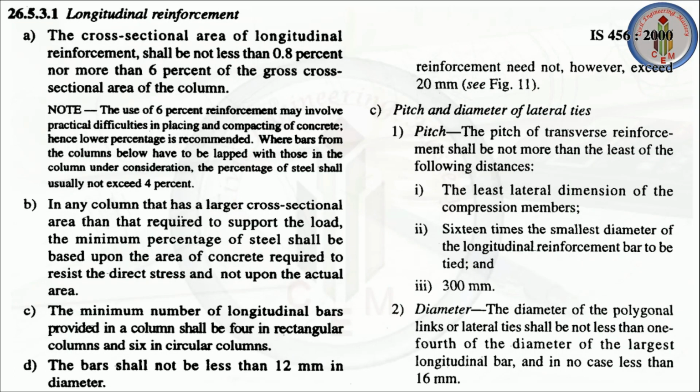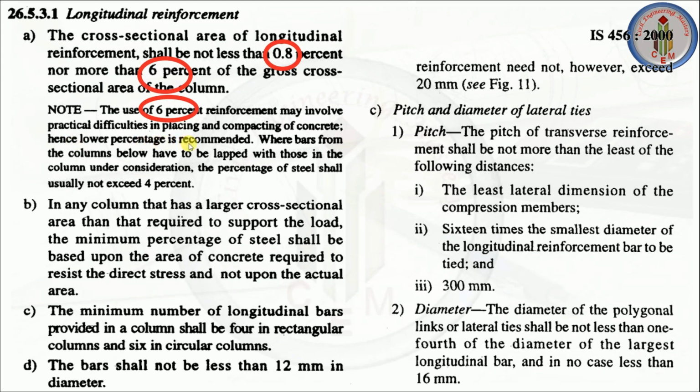Next, let's look into the reinforcement details according to IS 456-2000. Longitudinal reinforcement, that is main bar. The cross-sectional area of longitudinal reinforcement shall not be less than 0.8%, not more than 6% of the gross cross-sectional area of the column. So minimum reinforcement percentage we need to provide is 0.8% area of steel, and maximum it is 6%. Here in the note they have mentioned that the use of 6% reinforcement may involve practical difficulties in placing and compacting of concrete. As I told you before, vibrating is very difficult if we place 6% of reinforcement.